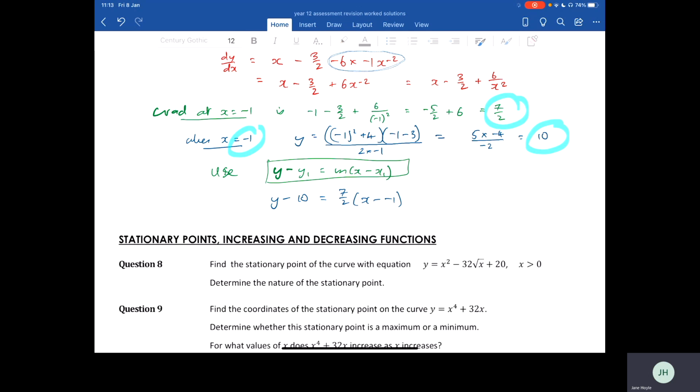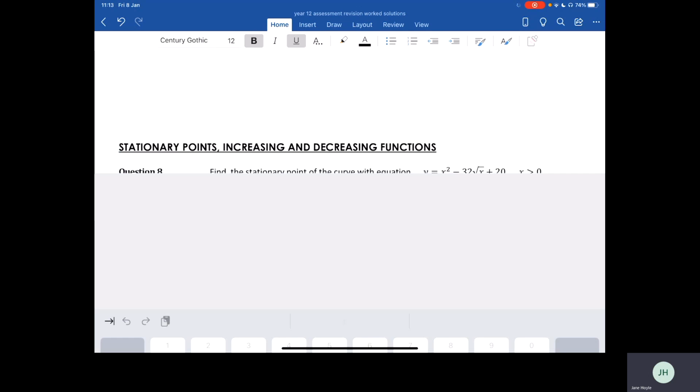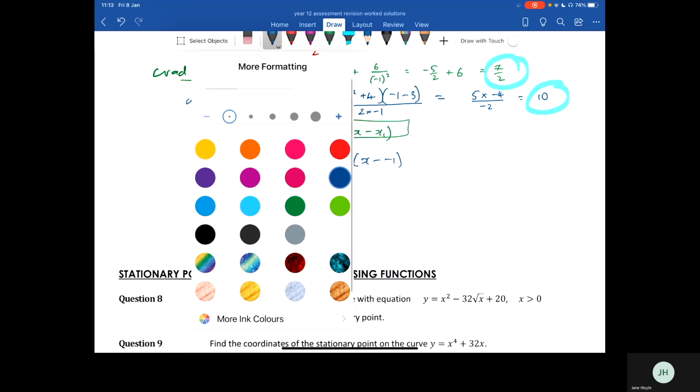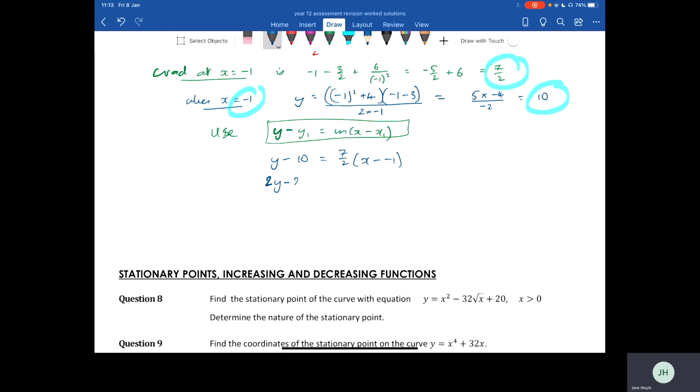So I'm going to multiply by 2, just to get rid of that half at once. So it'll be 2y minus 20 is equal to 7 lots of x plus 1. 2y minus 20 is 7x plus 7. Put everything onto the left-hand side. Minus 7x plus 2y, and it'll be -20 minus 7, -27 is equal to 0.